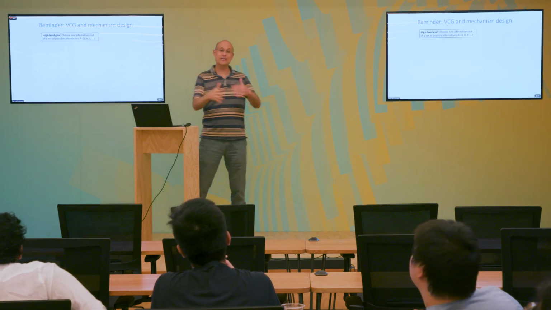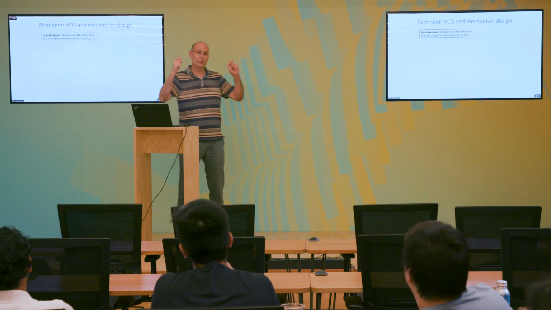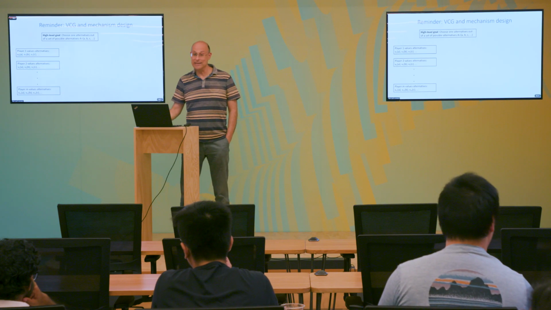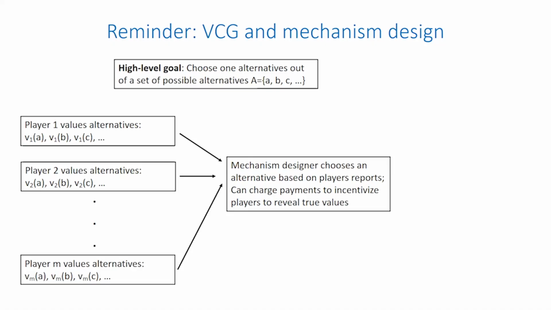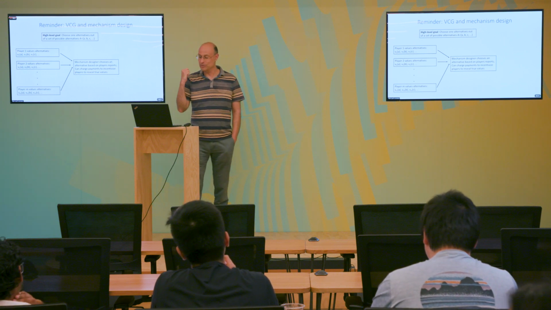So that mechanism designer has at its disposal a set of possible alternatives, and wants to choose one of these alternatives based on how the players value these alternatives. We have many players, and each one of them has a value for each alternative. So player 1 has a vector of values for alternatives, player 2 has a vector of values for alternatives, and so on. The way that a mechanism in general works is that the players report their values, all these numbers, to the mechanism designer, and then the mechanism designer chooses an alternative based on their reports, and can charge payments to incentivize players to reveal their true values.